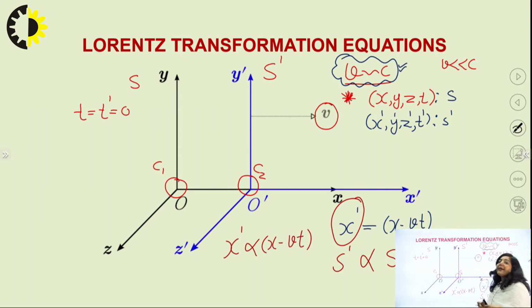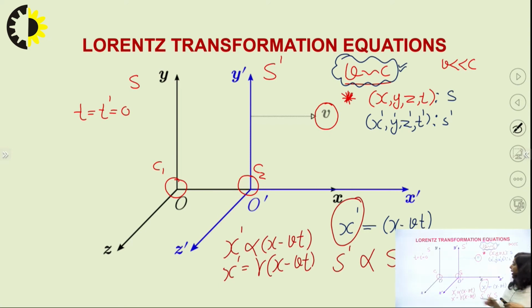This is the main idea. If you are dealing with classical mechanics, then simply x dash will be x minus vt, and that is very clear to you. According to simple algebra, x dash will be x minus vt. But in this particular case, according to Lorentz, x dash is proportional to x minus vt. And you all know, if you remove the proportionality sign, we will get a constant. And we have taken that constant as gamma.